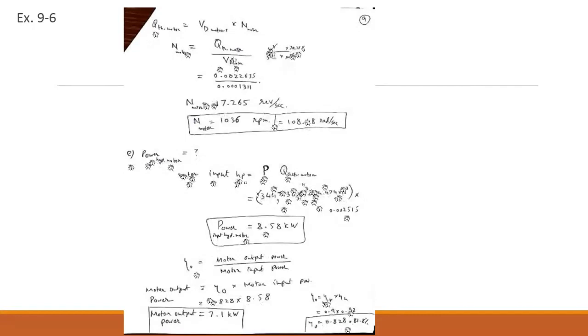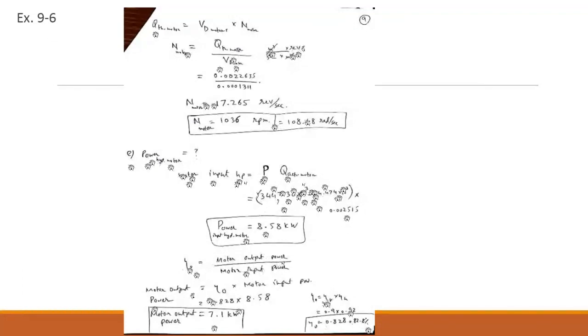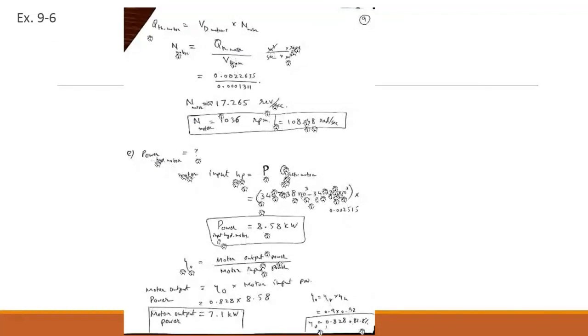So multiply those, so it means this is known. Okay, so this is the value that you have. Now you have this one. I need to know the motor output power. So I have the motor input power, which is in the form of hydraulic power, and this is the motor output power, which is in the form of mechanical power in the form of the torque, and this is the overall efficiency. So multiply this one, you'll get the motor output power as equal to 7.1 kilowatt.